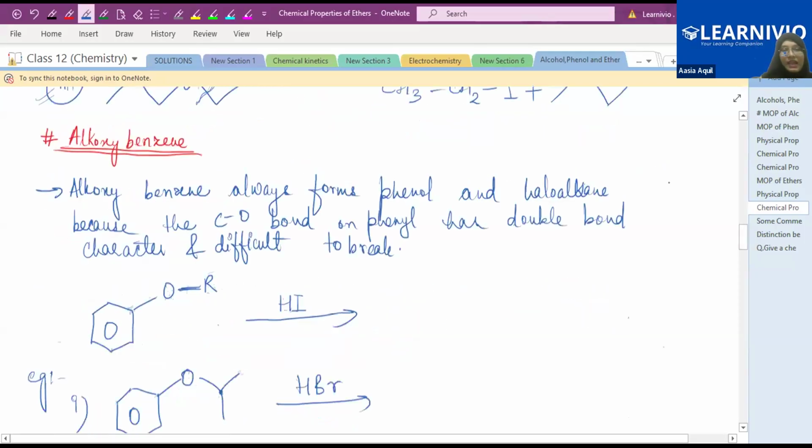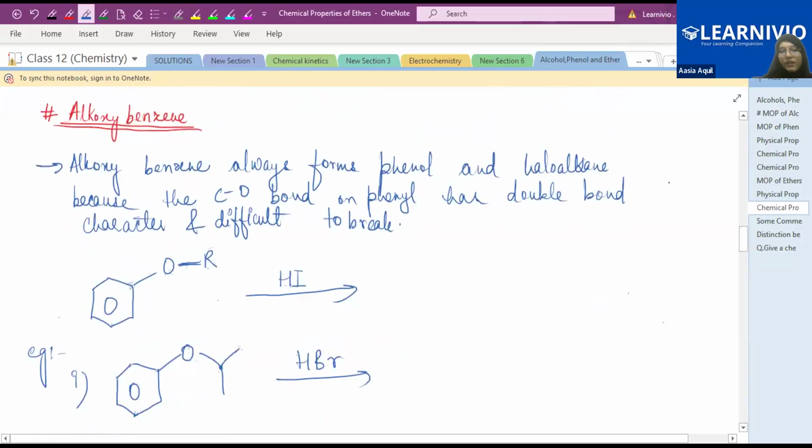Okay. Next is alkoxybenzene. Just remember, alkoxybenzene will always form phenol and haloalkane, right? Because you don't have any options for which bond to break. You know very well the lone pair of this oxygen is involved in resonance with the benzene ring, so you can't break this bond. Here there is partial double bond character, so it is very difficult to break this bond between the benzene carbon and this oxygen. So you don't have any option.